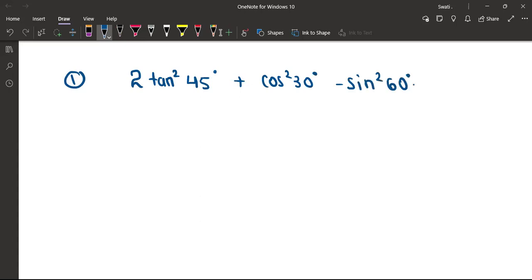Manya, this is a very simple question. I want you to do this on your own. Tell me, what will you do? You already know everything about it. What is the value of tan 45? It was 1, right? So what will tan squared 45 become? 1 squared.